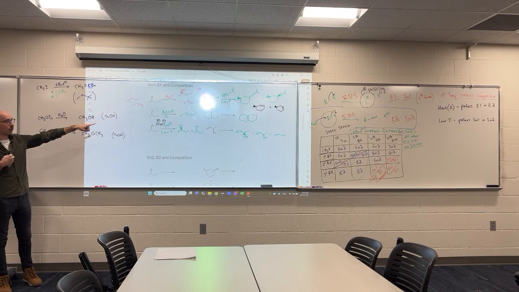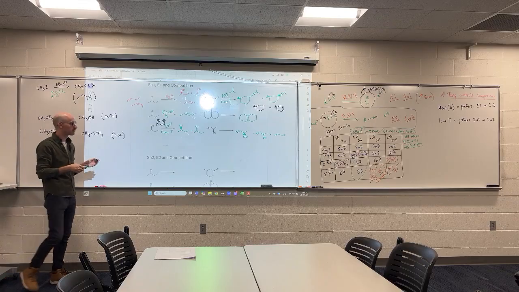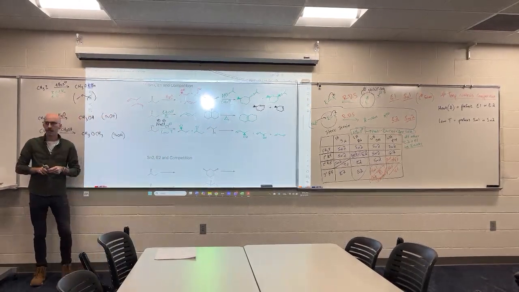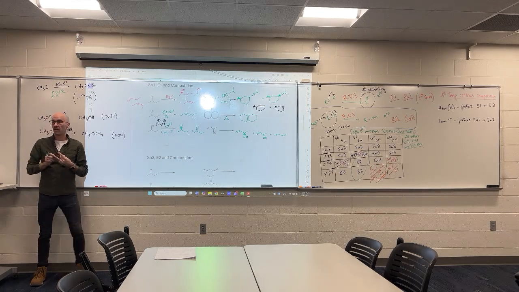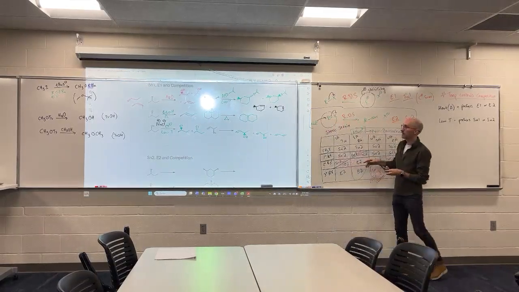Anybody have reagents for me on the middle one? We know there needs to be heat. Does it matter whether I use chloride, water, or alcohol? It needs to be an alcohol? Why? Well, I'm eliminating at a secondary, oh no, I'm sorry.